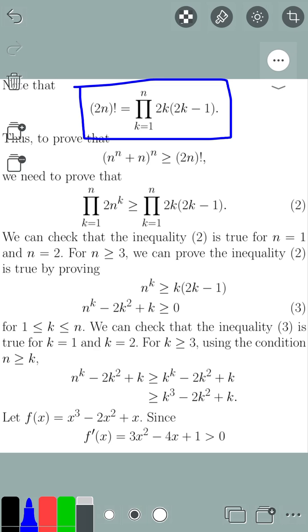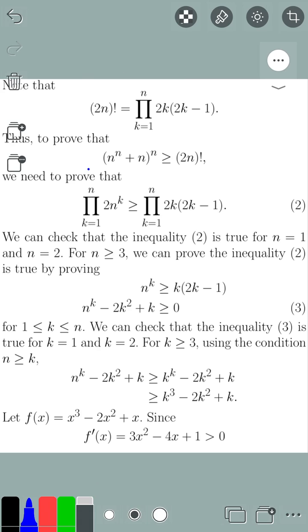So that's just 1 times 2 times 3 times 4 times 5 times 6 all the way up to 2n minus 1 times 2n. And that is 2n factorial. So 2n factorial is equal to the product from k equals 1 to n of 2k times 2k minus 1.